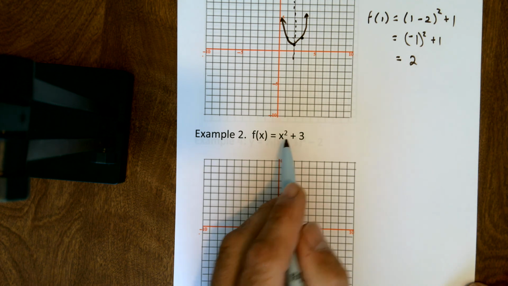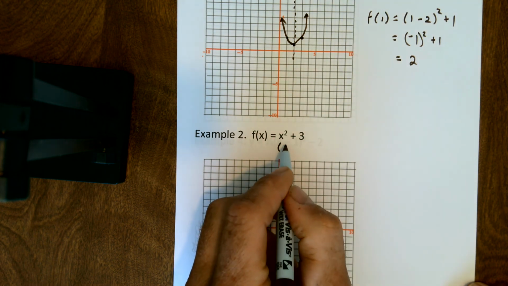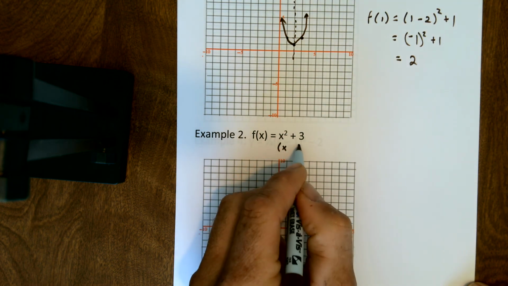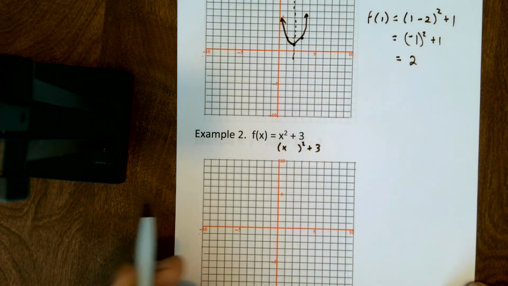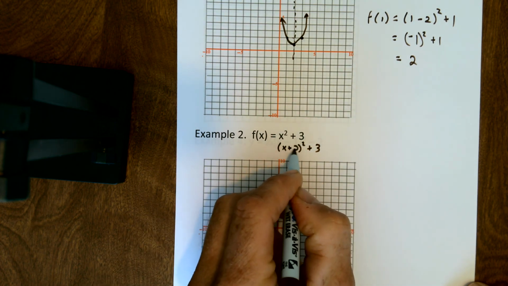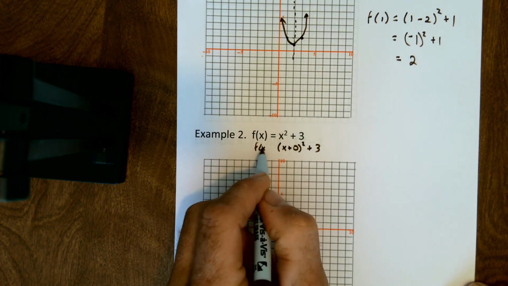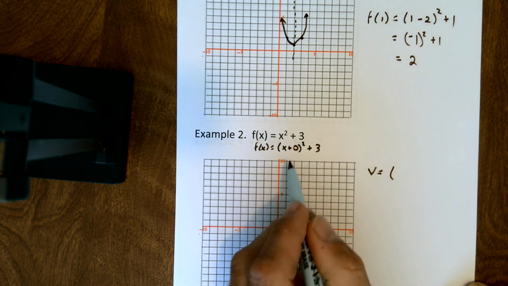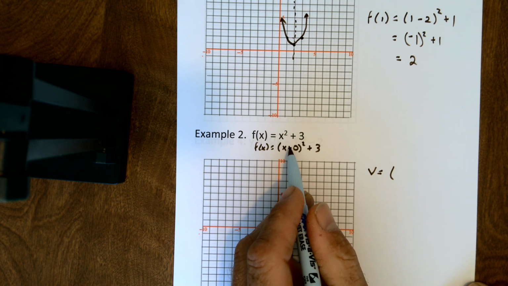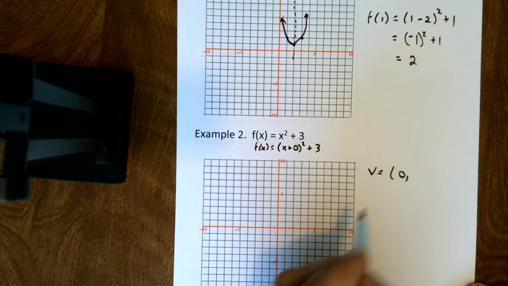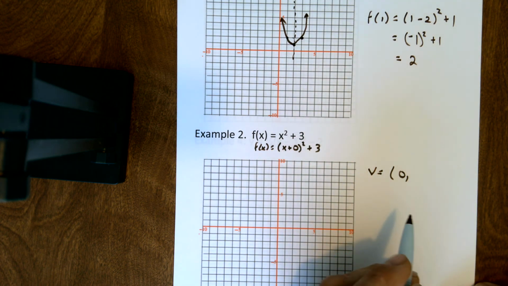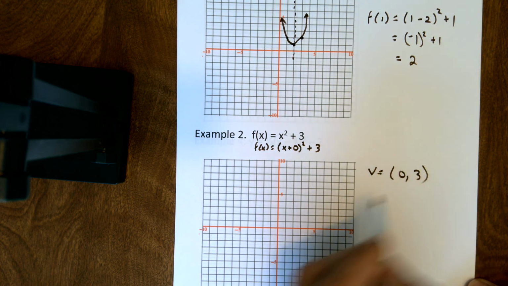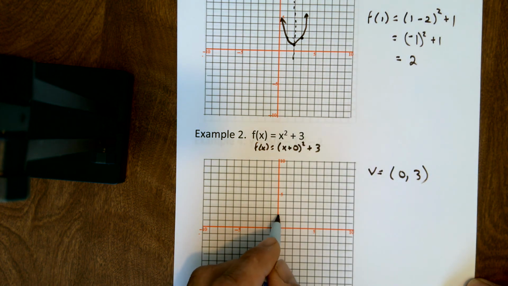In example 2, we're going to see something a little different happen. Here we don't have a number with x, so how do we show that we have nothing in math? That would be the existence of 0. 0 means nothing. So our vertex is going to be the opposite of what is with x. Since it's 0, we can leave it as 0. There's no such thing as a negative 0. And then 3. So we go to the point 0, 3.